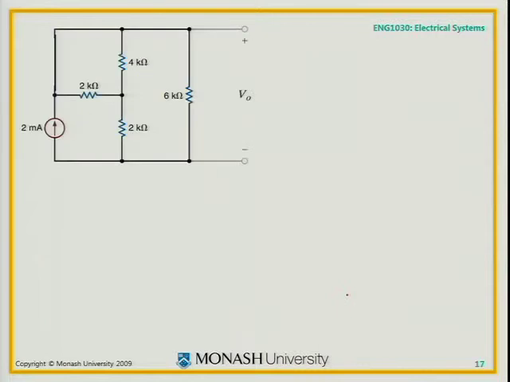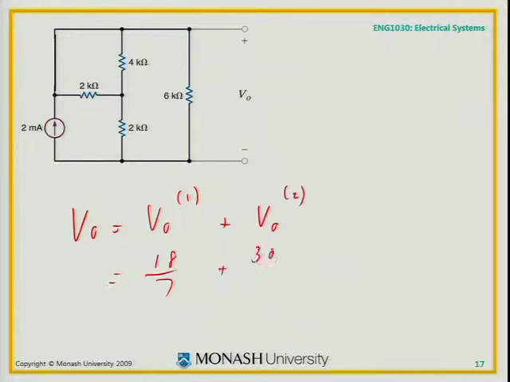The final result, V0 was V01 plus V02, which was 18 on 7 plus 30 on 7, which is 48 on 7 volts. So that's the basic principle. Each one acting alone leads to a simpler circuit to analyse, and then you just add up the results at the end. Okay?